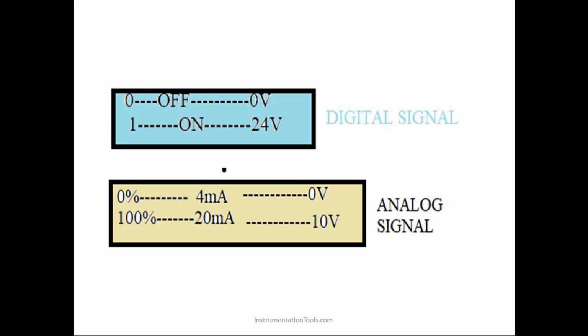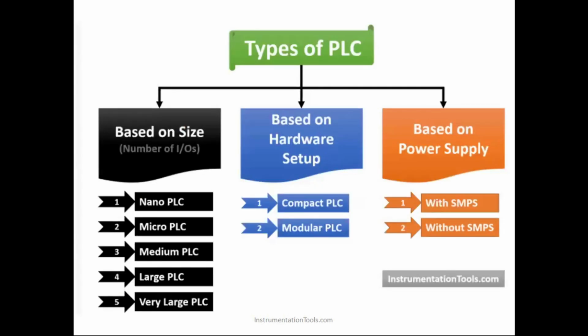Analog signals are basically continuously varying signals. They vary as per the process parameter from 0 to 100%, so it can take any value from 0 to 100%. This range can be converted into a 4 to 20 milliampere signal, which is the input for the PLC, or it can also be the output from the PLC as per our process requirement. In the next slide, we'll be seeing types of PLCs.